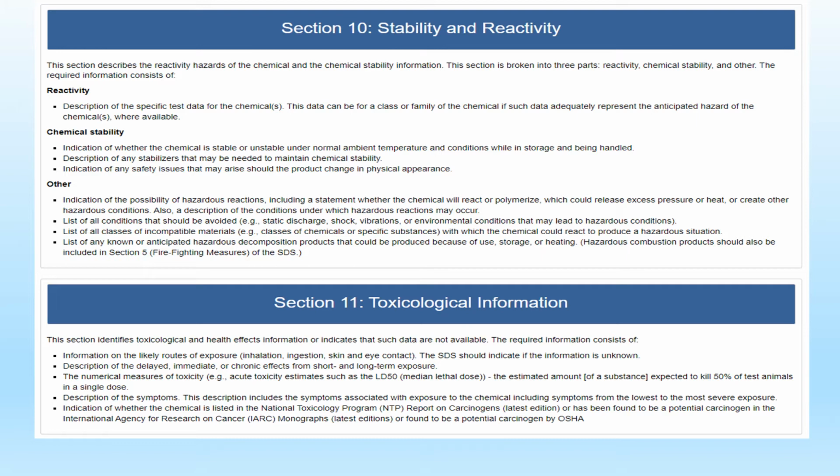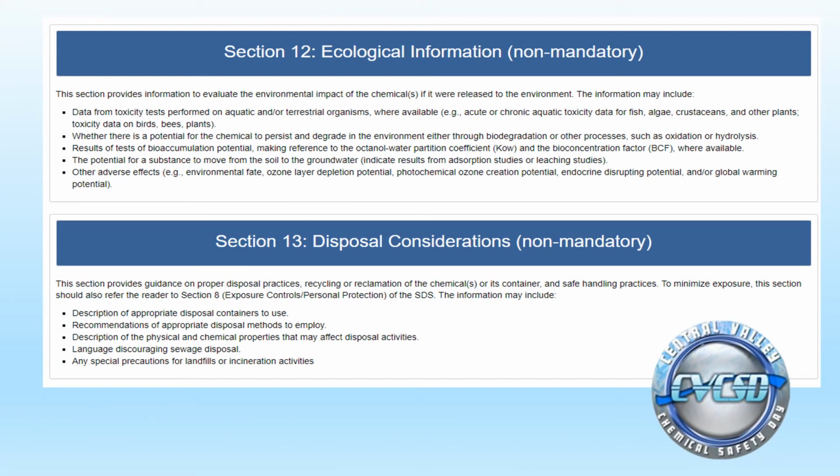Section 11 is Toxicological Information. This section identifies toxicological and health effects information or indicates that such data are not available. Section 12, Ecological Information. This section is not mandatory. However, it provides information to evaluate the environmental impact of the chemicals if they were released to the environment.